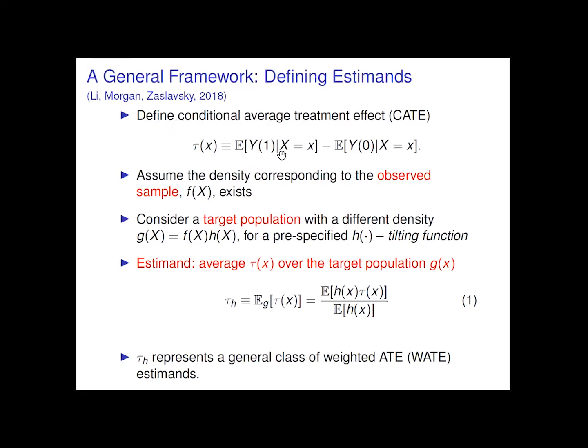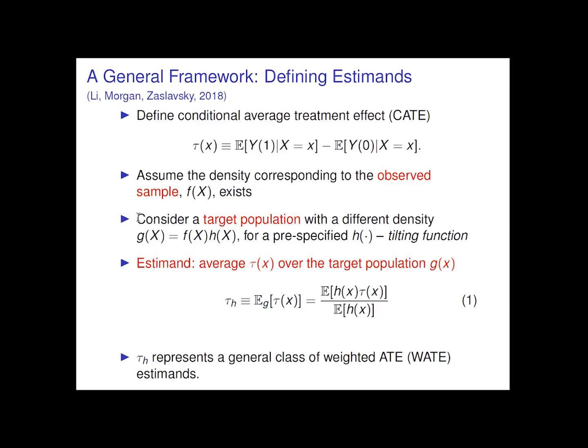So first we will extend the definition of average treatment effect to the conditional, essentially define the average treatment effect conditional on a specific value of covariate X, so it's just tau(x), okay? And we assume the density of the observed covariates, the density of the observed sample about the covariates, f(x), exists, maybe with respect to a measure.